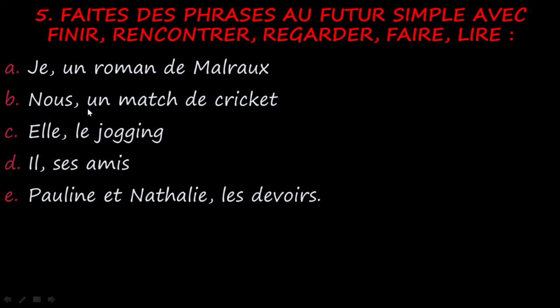So nous, un match de cricket. Un match, okay, a cricket match. So we watch a cricket match. In futur simple, we will watch a cricket match. So, regarder. It's an ER ending verb. Regarder. Then we add the ending O-N-S. REGARDERONS. Nous regarderons un match de cricket.